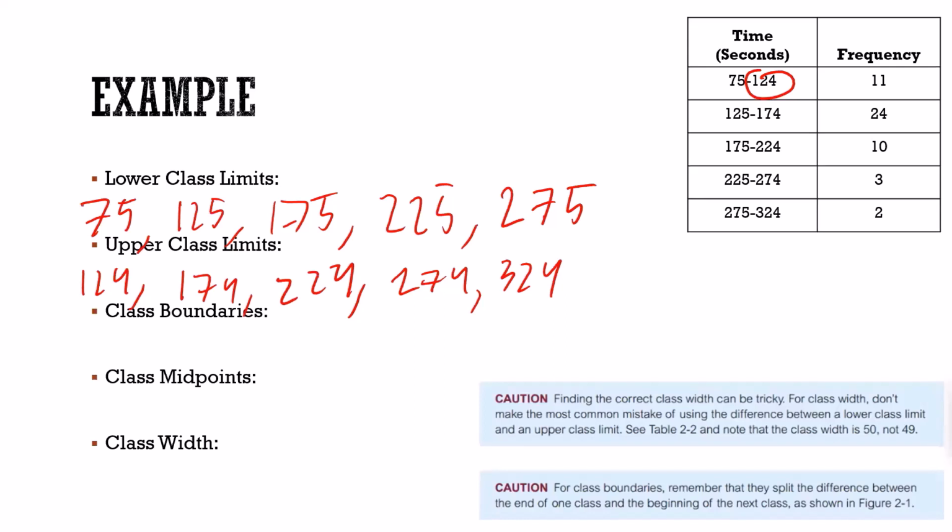What would the first class boundary be? Well, let's start to the left here. It would be that one. The first one's a little weird, 74.5. What would the second one be? Everybody, the second one would be, yeah, only a couple people are saying it, so I'm trying to see them. Yeah, just notice 124.5 separates 124 and 125. Next ones are easy. It's 174.5.